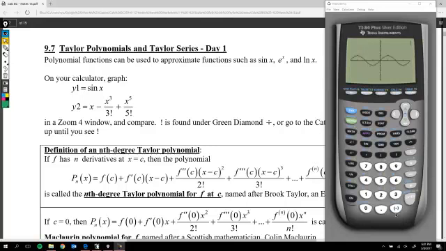Hi everyone, we are working on Taylor Polynomials and Taylor series today. So if you read the previous page, that just gives a little bit of application as to why this exists and why we're doing it. It works real well to approximate, especially transcendental functions.